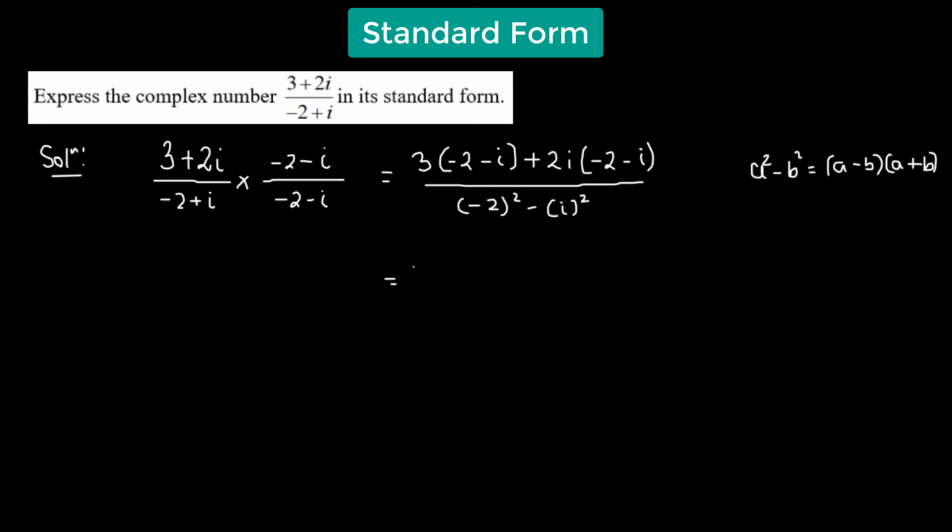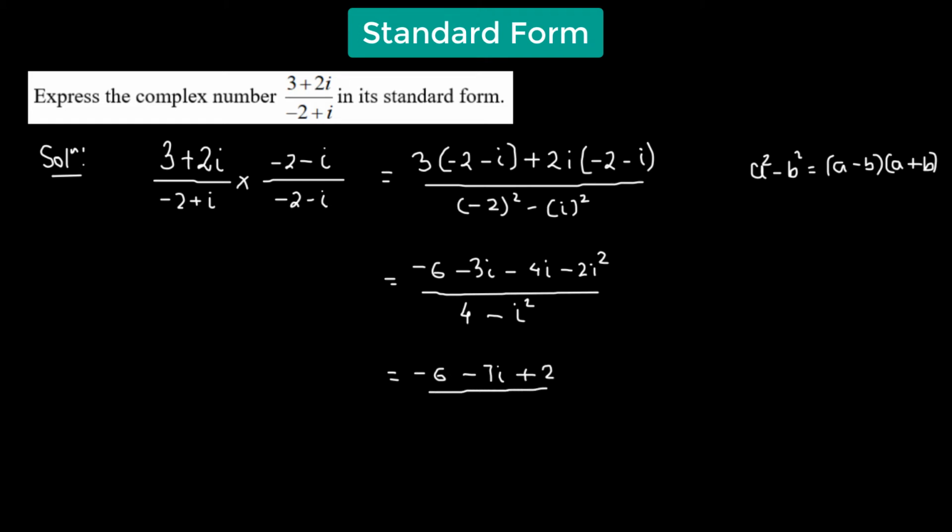So let us further simplify. We get 3 times −2 is −6, minus 3i, minus 4i, minus 2i squared, divided by (−2) squared, which is 4, minus i squared. So we have −6, −3i, −4i will give us −7i, plus 2, because i squared is −1. Similarly, in the denominator, we have 4 plus 1, since −i squared will be positive 1. So −6 plus 2 gives us (−4 − 7i) divided by 5.